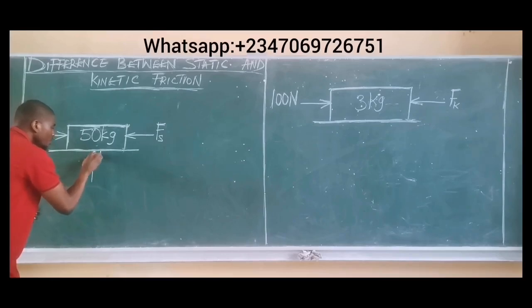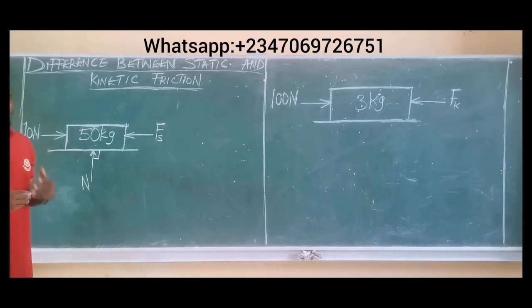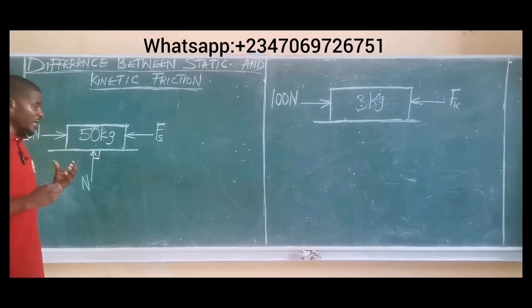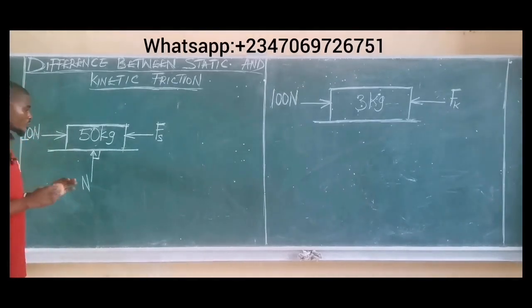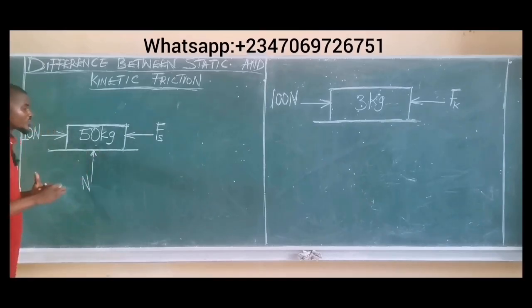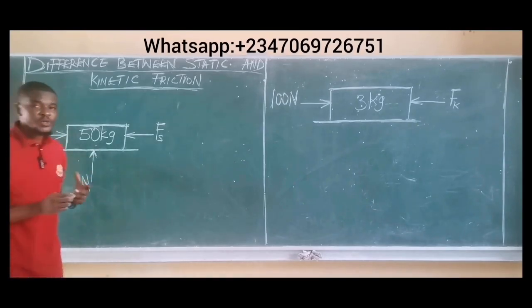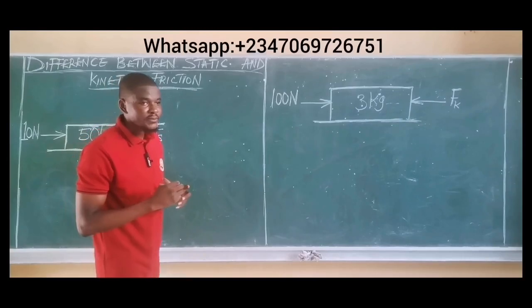So it must be perpendicular to this surface, and this normal reaction is denoted by N. Some textbooks use R to represent normal reaction, and most textbooks use N to represent normal reaction. So we are going to be sticking with N as our normal reaction. So the normal reaction force is always directed at 90 degrees to the surface of occurrence or the surface of contact between the two objects.